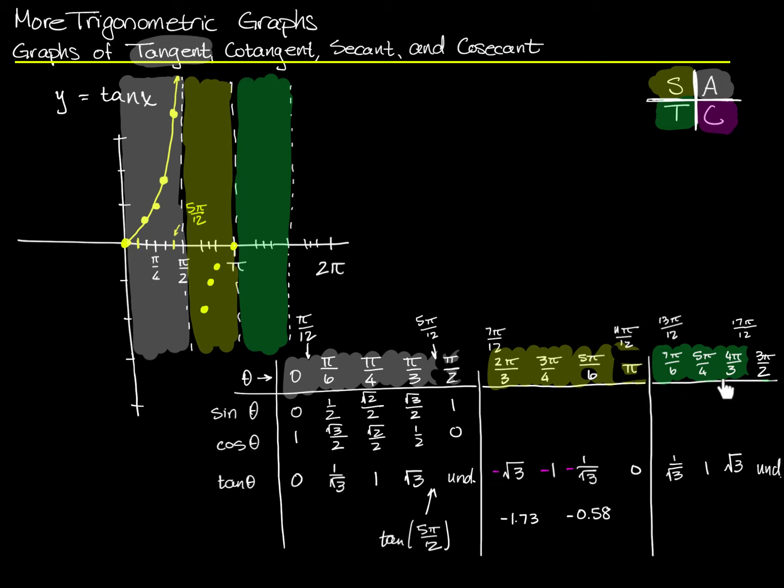Now I'm in quadrant 3, which is green. So that means that tangent is positive. So all of these values are going to stay positive this time. And I can plot the points. 7 pi over 6, 1 over root 3. Let's get those decimal approximations again here. We have 0.58, or nearly 0.6 there, and 1.73, or about 1 3/4.